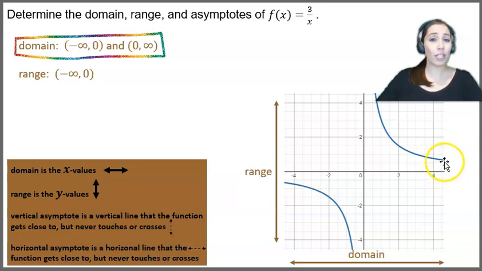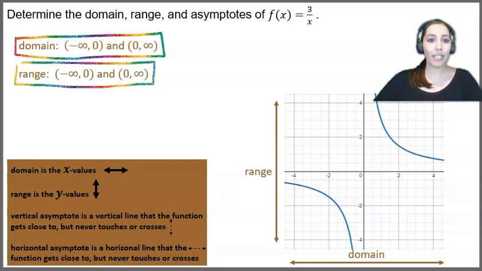But then if you look in quadrant 1, we also have a part of our function in there. So as we go down on the y-axis in quadrant 1, our function gets closer and closer to the y value, y equals 0. So we know that we have 0 as our first part. And as we go up the y-axis here, our function gets closer and closer to what y value? It gets closer and closer to positive infinity. So our range is negative infinity to 0 and 0 to infinity.